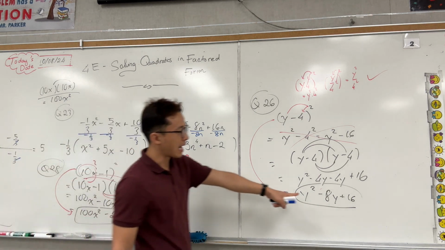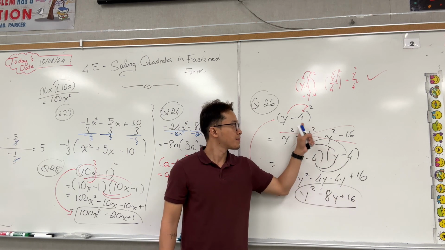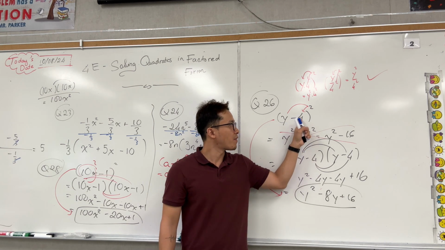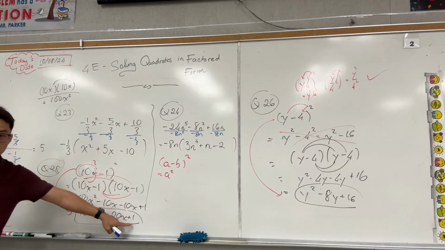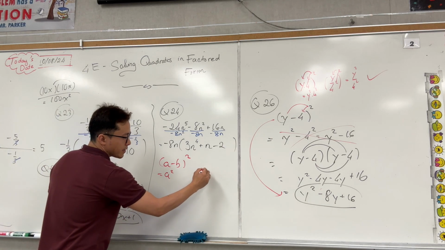Now let's talk about the last one. The last one is 16. Where did 16 come from? B. The b square. Do you agree? See that? That's the pattern. 4 square is 16. Now let's check over here. 1 square is 1. So that's the pattern. So you know the last term is going to be b square.